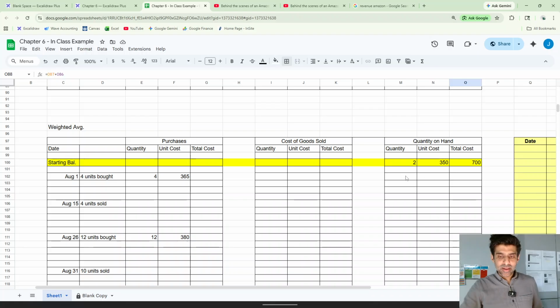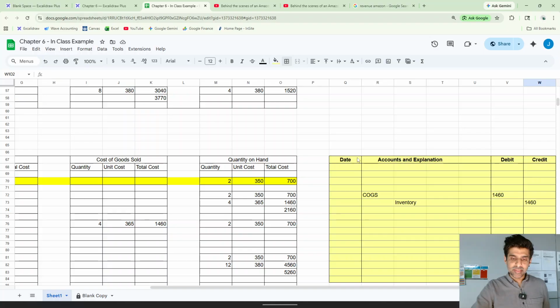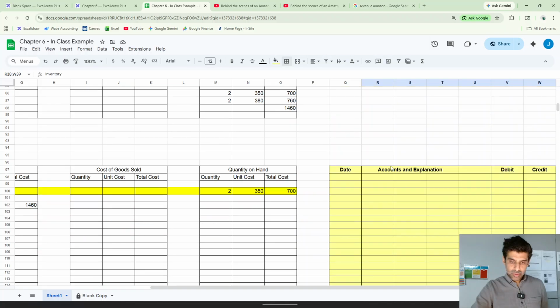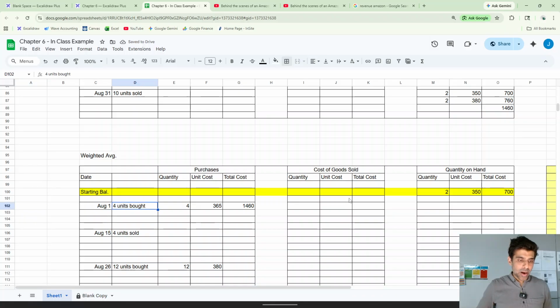Okay, and then weighted average. So now we have a kind of calculation we're going to have to do. And the calculation is going to be redone after every purchase transaction. The journal entry for this purchase transaction is the same though. The same amount of inventory is being purchased, $1,460. So this journal entry is the exact same as it's always been.